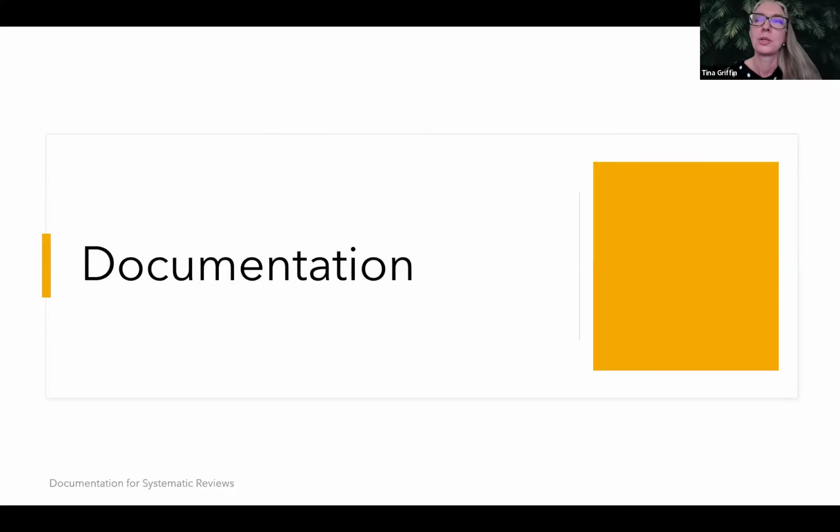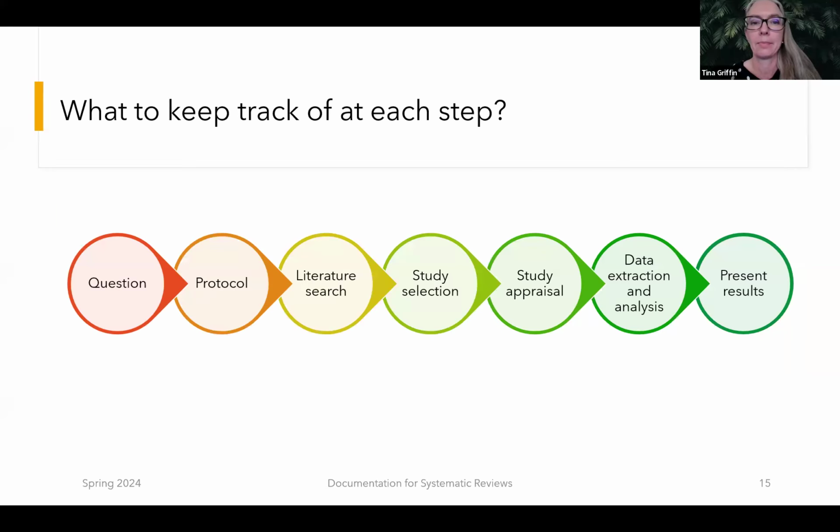Okay. So that's what the software can do, and that's what the software can't do. But as it turns out, there's a lot outside of that software and outside of that documentation that's just within those 3 steps that we should be considering in the systematic review process. So what else should we be keeping track of at some of these steps?